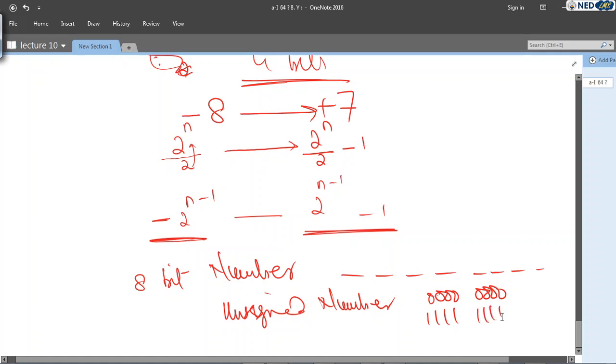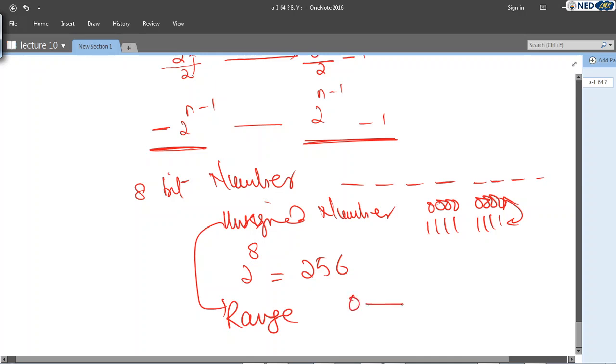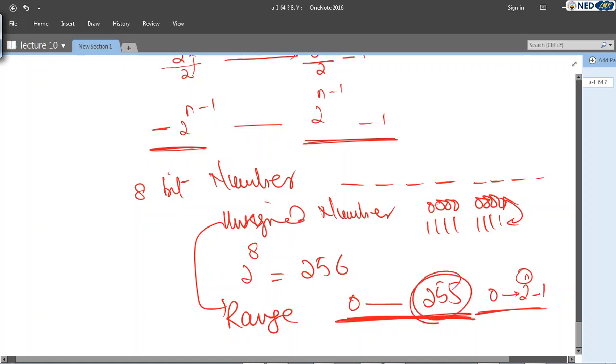That means the maximum possible combinations in all bit patterns would be 2 to the power 8. That would be 256. But since we are going from 0 to the maximum value, the range would be 0 to 255. We still have 256 combinations over here, but we are also counting 0, obviously. So the maximum would be 255. We could write the range as 0 to 2 to the power n minus 1, where n is the number of bits, so 2 to the power 8 is 256 minus 1, and we have 255 over here.